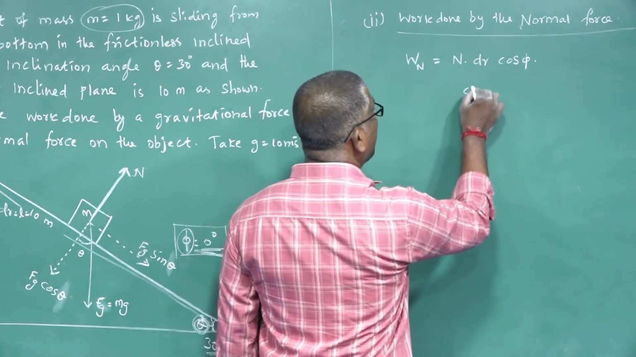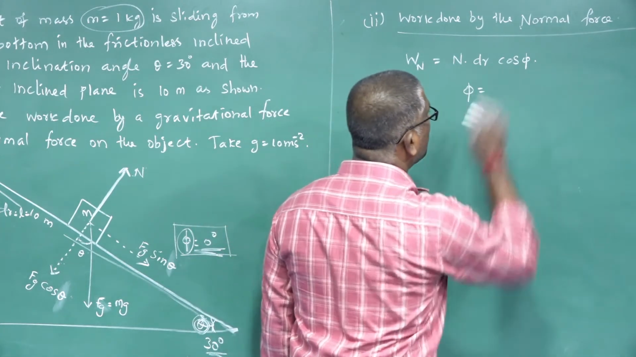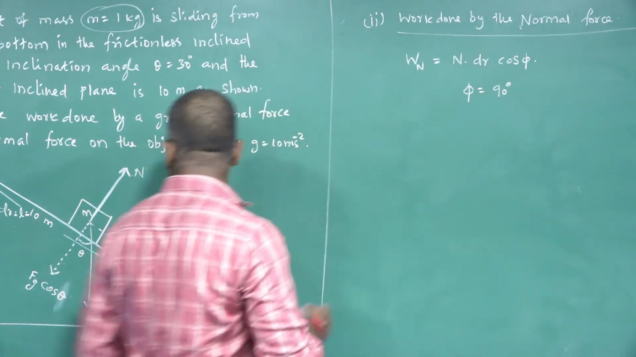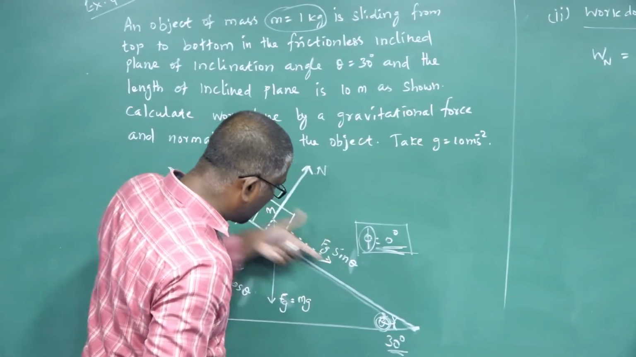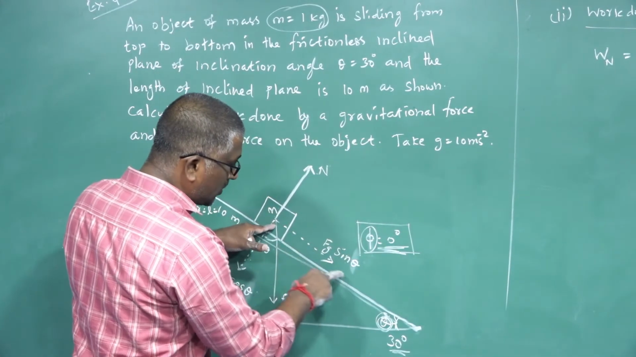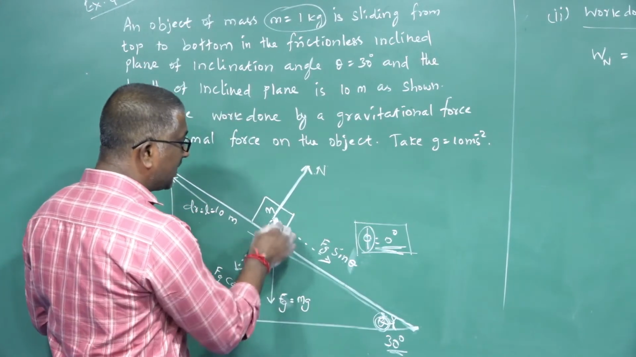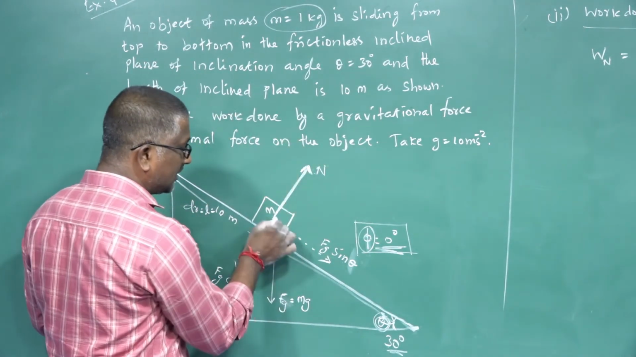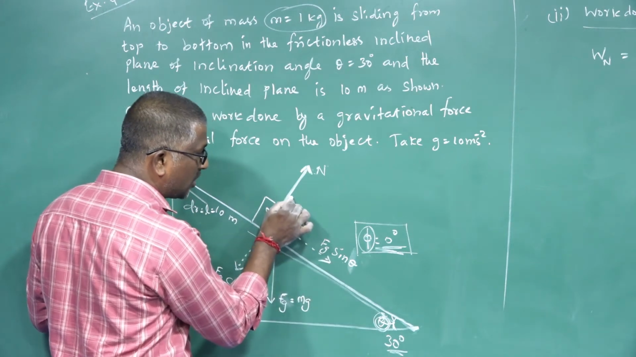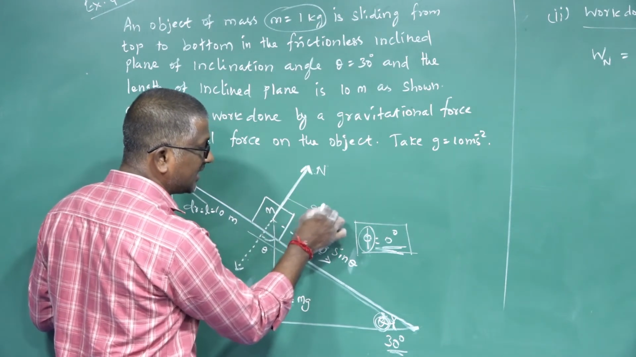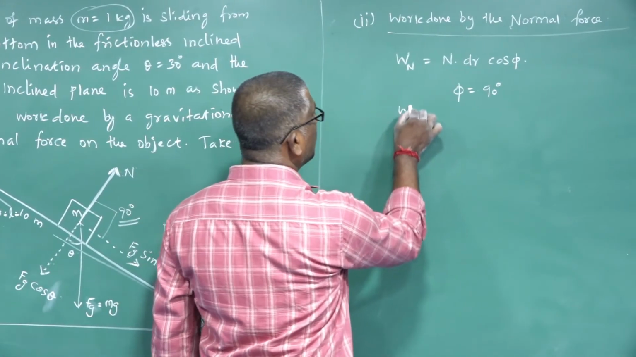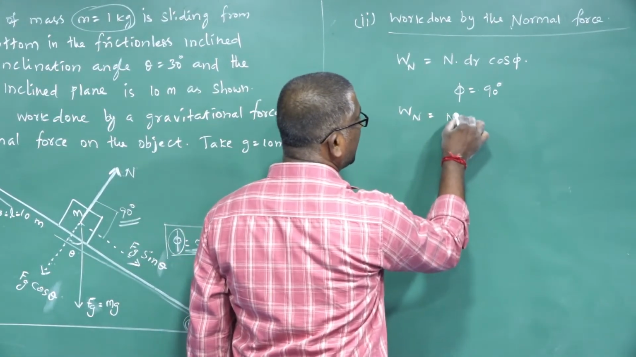Here the angle between the normal force and the displacement is 90 degree, because the direction of motion of the body is along the inclined plane, whereas the normal force is acting in the upward direction. The angle between the direction of motion of the body and the normal force is 90 degree. So phi value is 90 degree. Therefore W suffix n is equal to N.